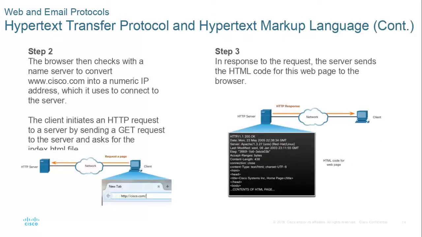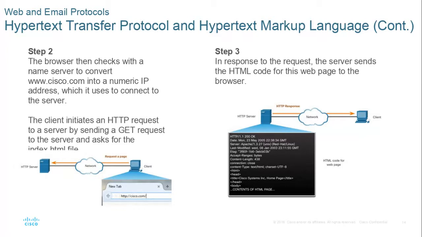After you type that into your web browser software, the first thing that happens is the browser needs to say, well, I can't put cisco.com in that packet. I've got to put that 32-bit IP address. So it sends a request to the DNS server and says, please tell me the exact IP address of cisco.com so I can make a packet and send it to him.